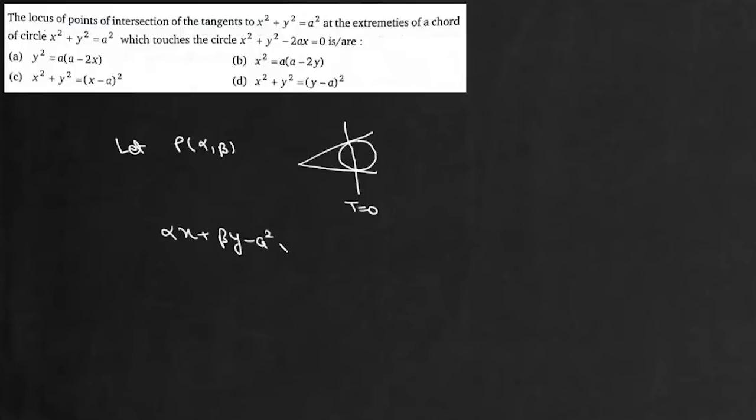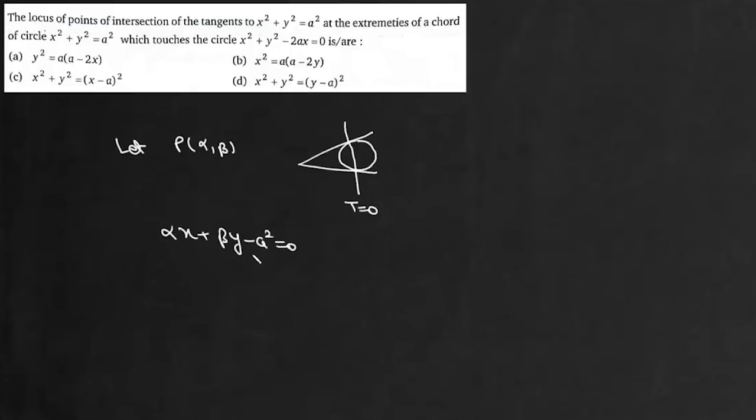Now here the question: the locus of point of intersection of tangents to this circle at the extremities of the chord of the circle which touches this other circle is. Now since this is a locus problem, first thing is identify the point. So we'll let this point be P(alpha, beta). Now from this point, tangents are drawn to this circle, and we have this chord of contact, and we know that chord of contact is given by T equals 0. So equation of chord of contact, there will be alpha x plus beta y minus a square equals 0.